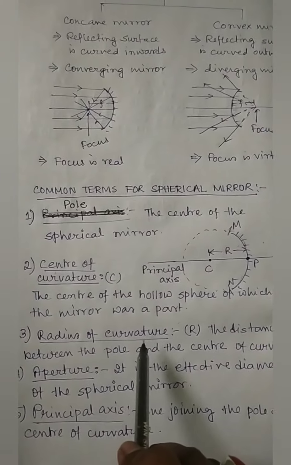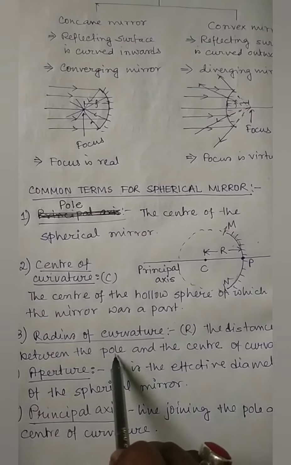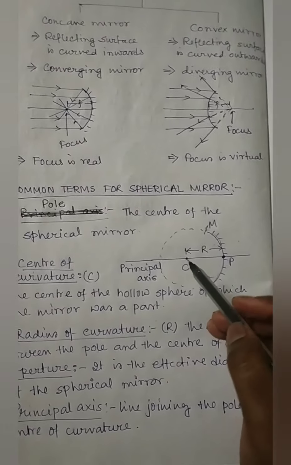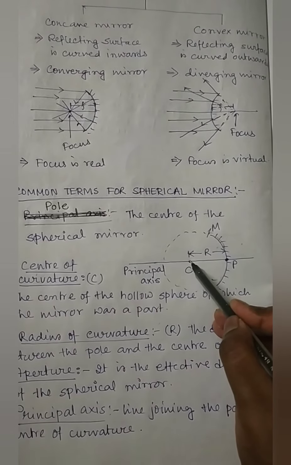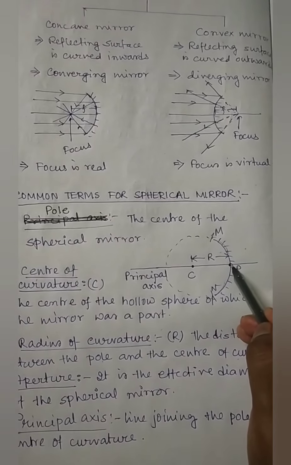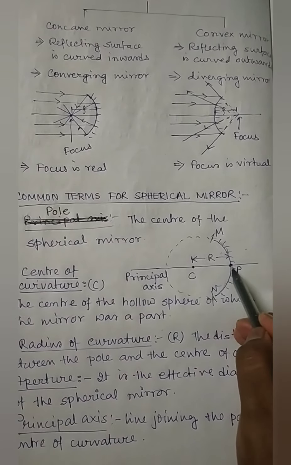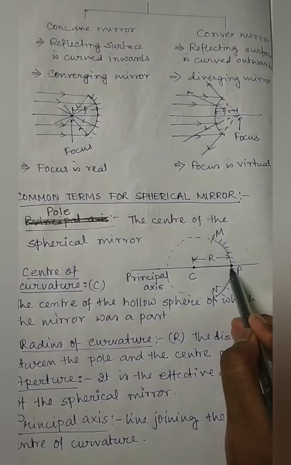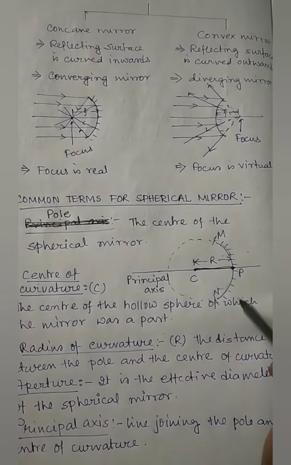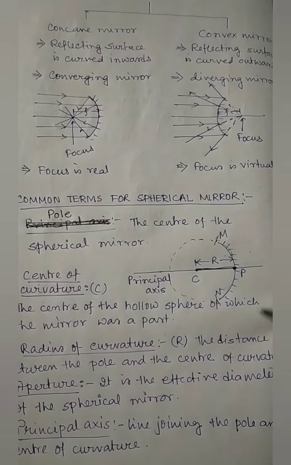Next, radius of curvature. It is denoted by capital R. The distance between the pole and the center of curvature is called the radius of curvature. Now this is the center of curvature, which is the imaginary center of the hollow sphere, and the pole, which is the midpoint of the mirror. Now the distance between the center of curvature and the pole, that is this distance, is called the radius of curvature. As we have seen in case of a circle, the radius is the distance between the center point and any part of the circle.